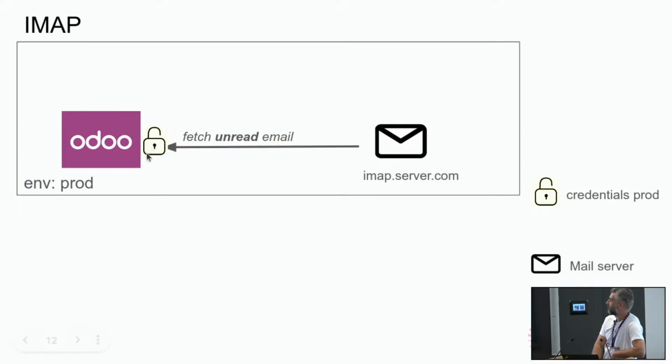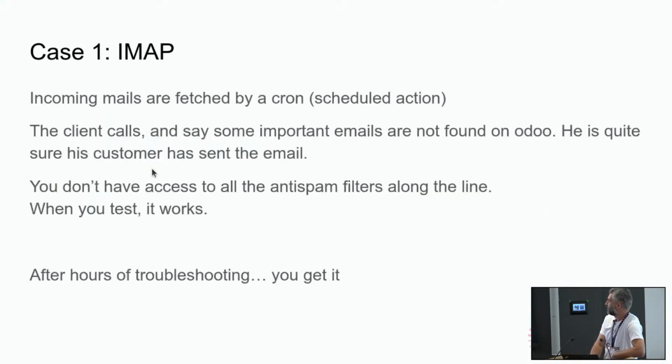So you have to tell Odoo how to connect to this server. You have a login, a password, an IMAP host inside Odoo. It's used by the base module of Odoo, and it's a record in the database. Usually it's fetched by a cron, so it's a scheduled action, run periodically.